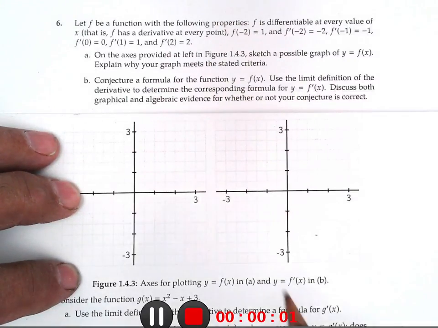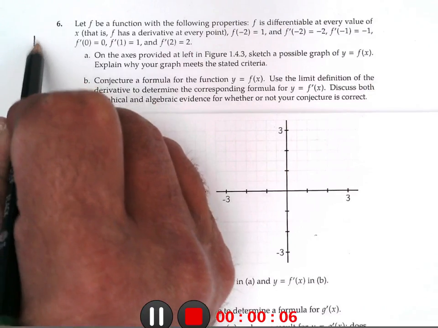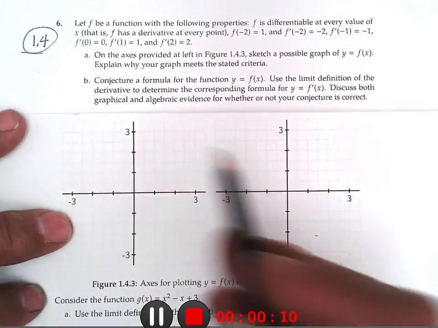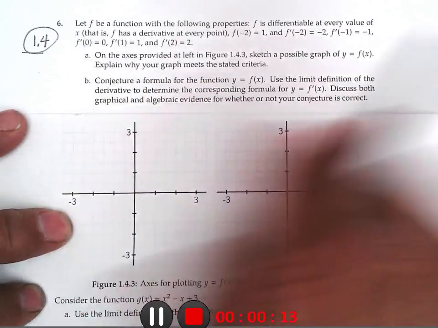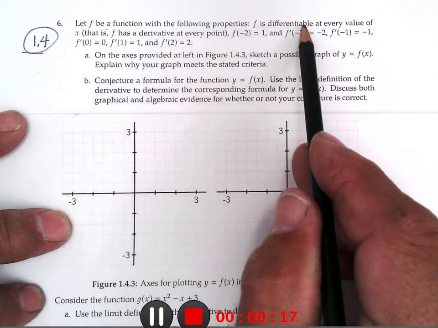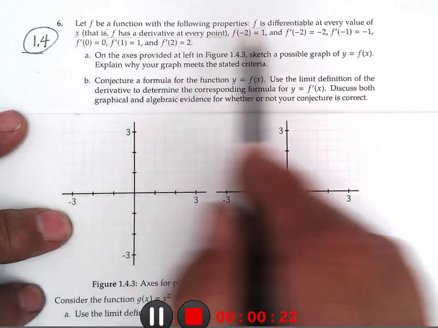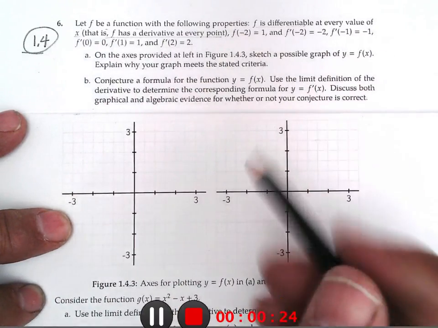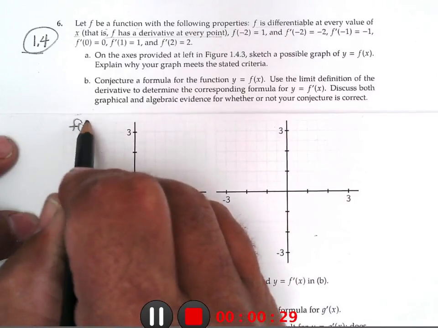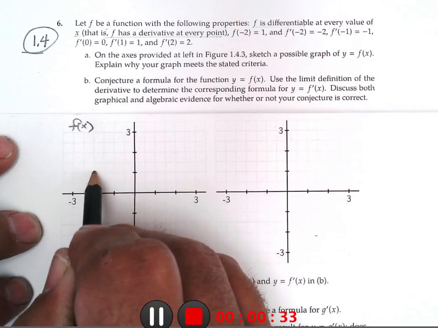Do number 6 on section 1.4. And on this one, it says, let f be a function with the following properties. It's differentiable at every value of x. And f of minus 2 is 1. So if this is f of x, f of minus 2 is up 1. And that's all we got on that.